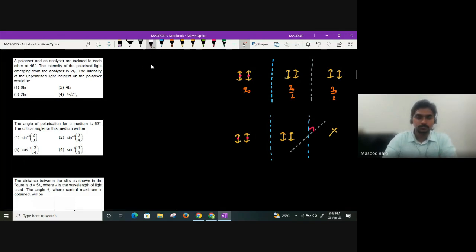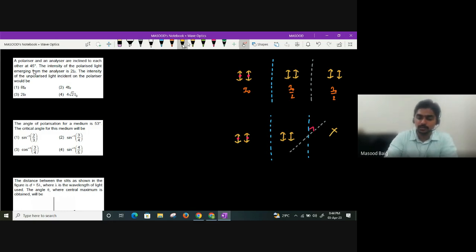Now, what is the meaning of crossed polaroids? Those polaroids whose transmission axes are perpendicular to each other. This point also you should be aware of. Now, a polarizer and analyzer are inclined to each other at 45 degrees. The intensity of polarized light emerging from the analyzer is 2I0.